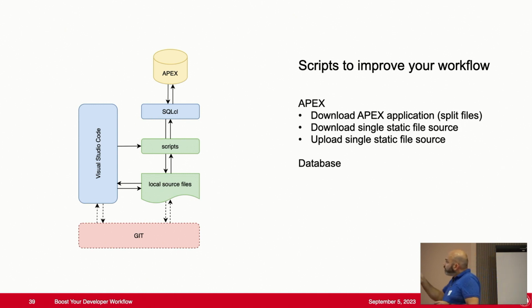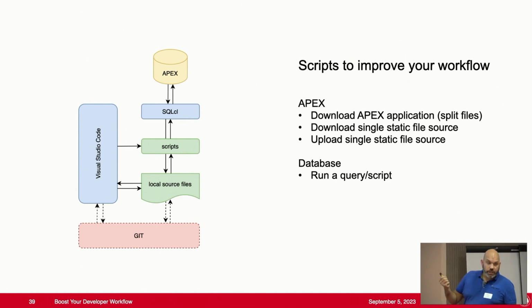So what can I do? Download Apex application, and you might have seen if you downloaded this one big file, but you can also ask whether you want all the files independently in the structure of Apex. So you have all your components in individual files. You can download static files, but as a source, and that's exactly what I want. And I can upload static files as a source.